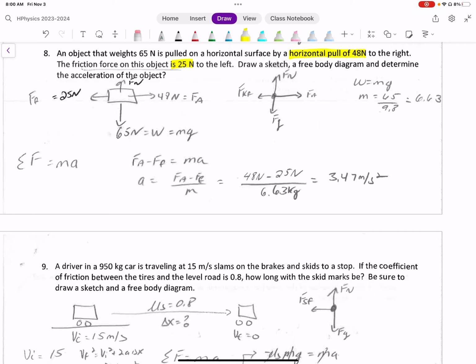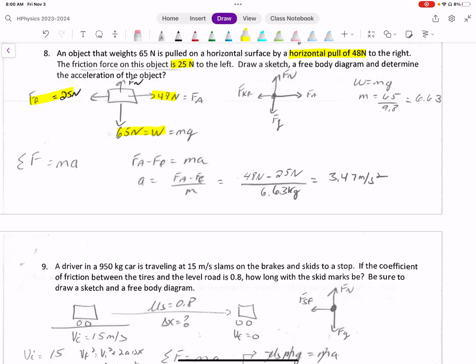Here is my sketch. I have 48 newtons to the right. I have 25 newtons of frictional force to the left. Force normal is up, and the weight of the object, that's a trick there, is equal to mg, so that is the force of gravity downward. Weight is equal to force of gravity. So here's my free body diagram.